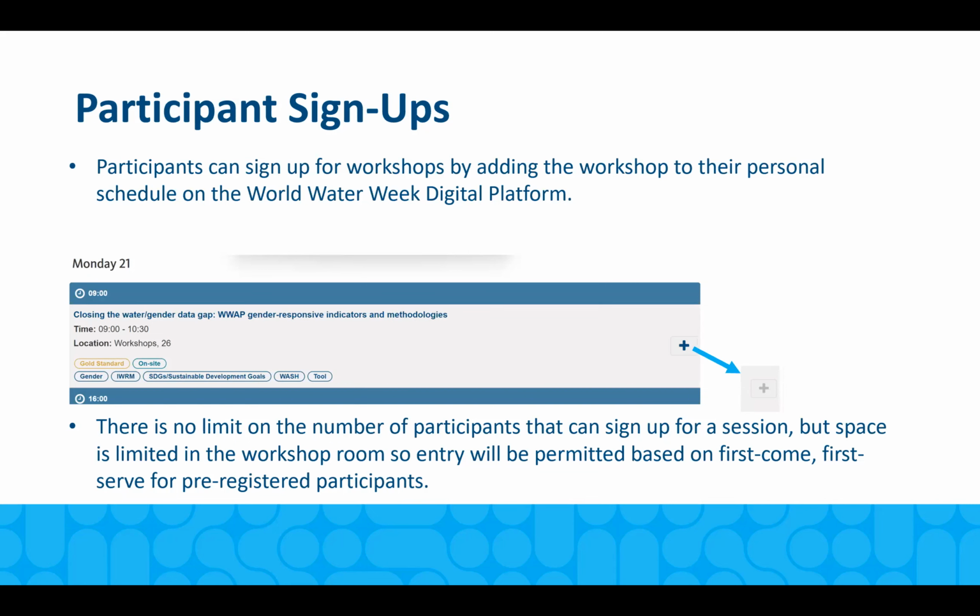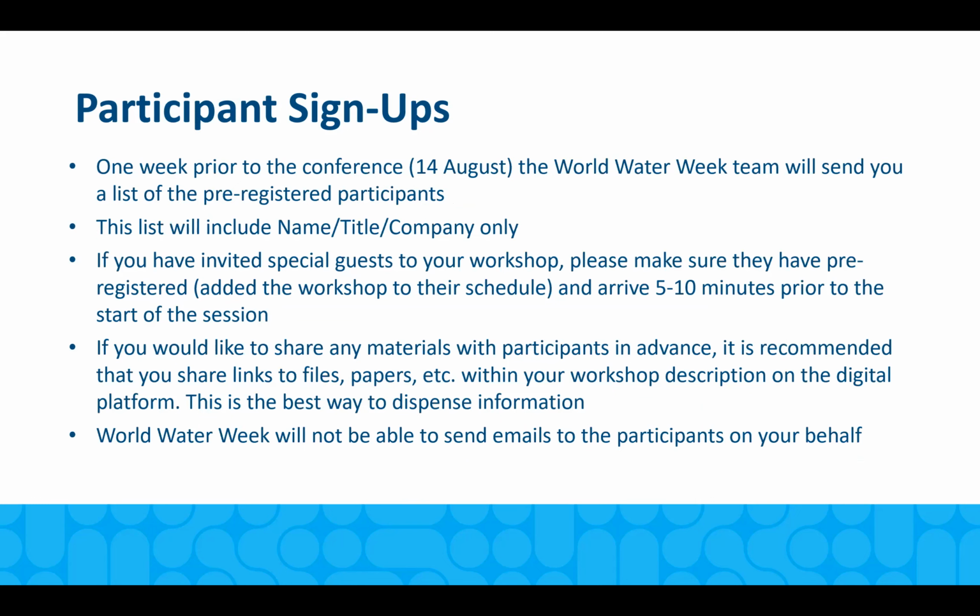So this is a little bit about participant signups. Continuing on. So 1 week prior to the conference, August 14th, you will receive the pre-registered participant list. So these are the people who have already signed up for your workshop. This will include name, title, and company to give you a better understanding of who and how many people have already signed up for your workshop, so that you have time to customize it or tailor it as needed.